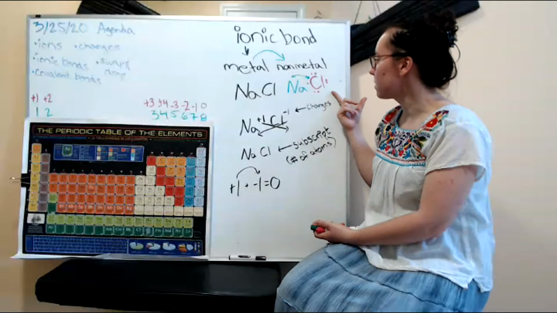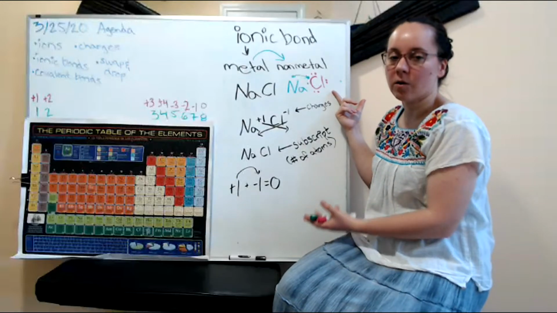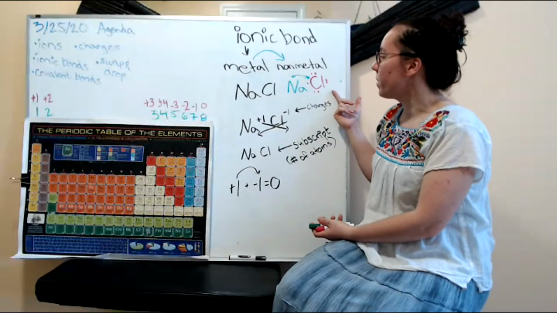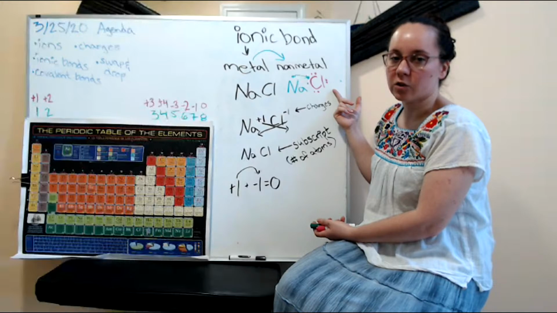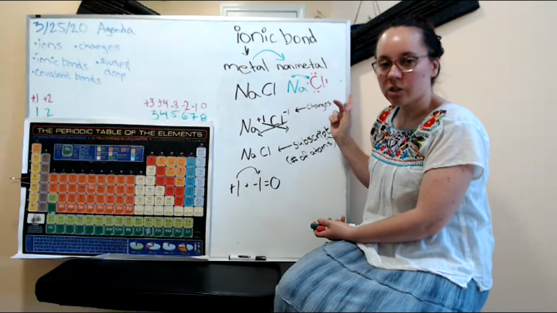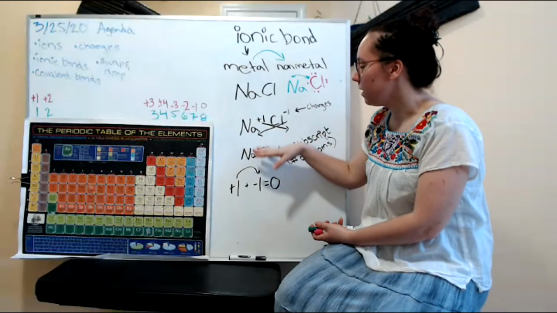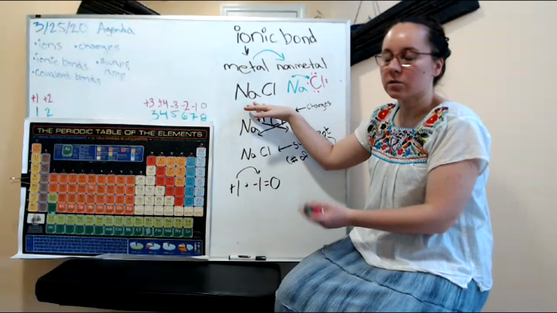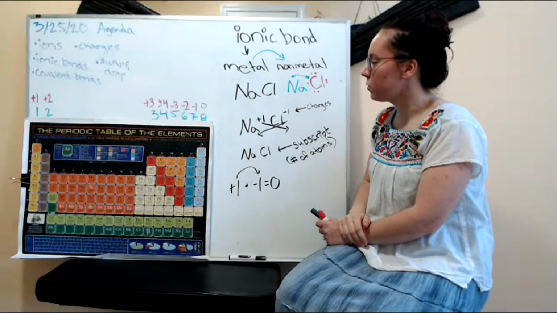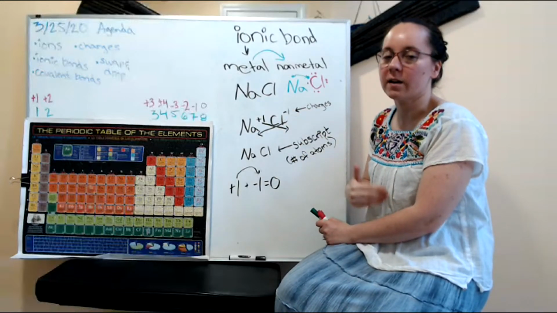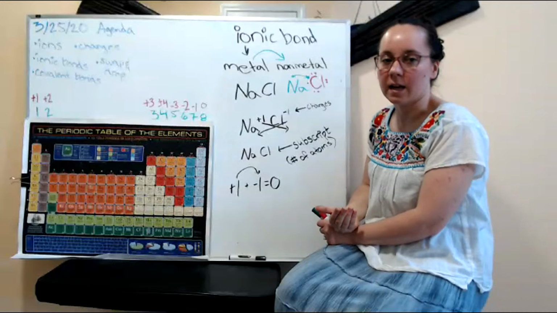And does the nonmetal, for an ionic bond, end up having 8 valence electrons? Yes, it does. So check, check. That means that this bond is correct, that the chemical formula is written correctly, everything checks out, and that is why sodium chloride is NaCl.